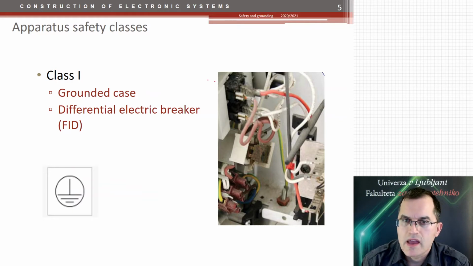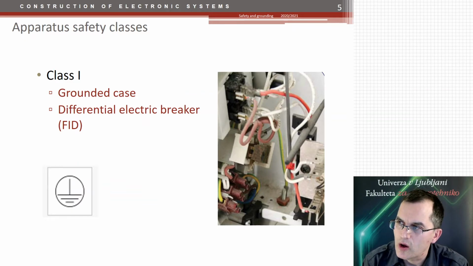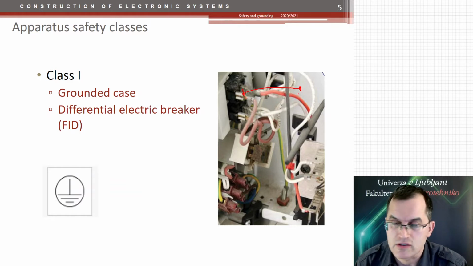Class 1 device has 2 levels of protection. The first level of protection is the insulation between hot parts and the case. This is the example of wiring in a washing machine. As you see here, we have cables which are isolated, but the connections here are open, and the only insulation between this point and the case is the air. And let's say if this connection falls off and touches the case, in that case, that level of insulation fails.